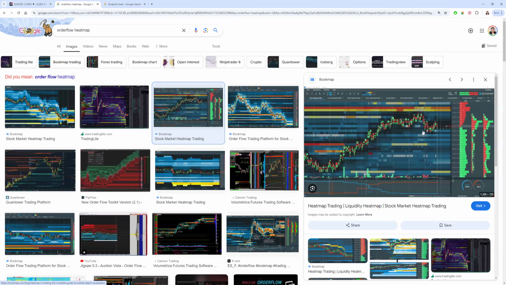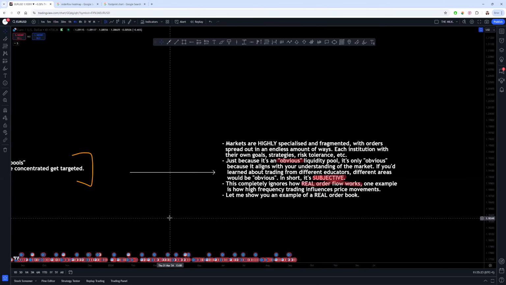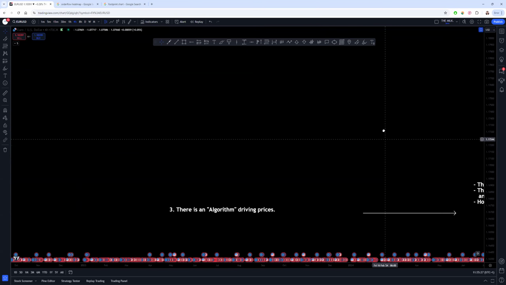And so the markets are complex. They're related to lots of relating factors. The idea that it is just some magician or some group of elites at the top is really dumb. Anyway, let's go to the next one, which is there is an algorithm that is driving price.